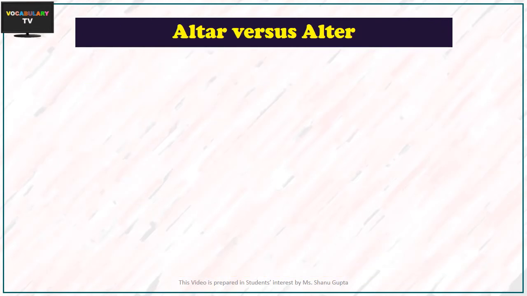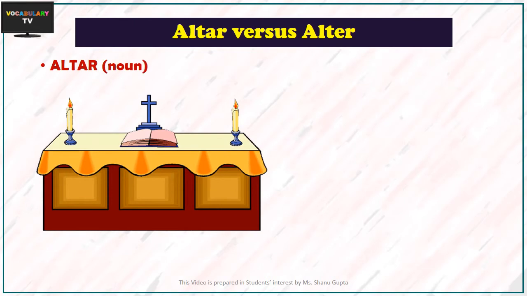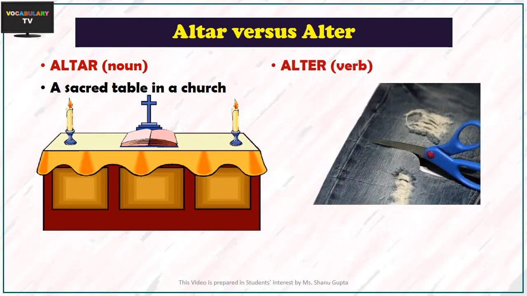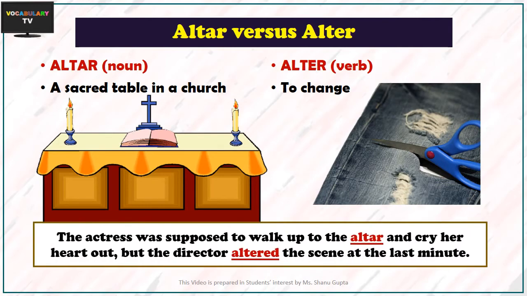The next pair is altar with an A and alter with an E. The word altar means a sacred table in a church which is used for making religious offerings. It's a noun. The word alter, on the other hand, is a verb meaning to change. Like you might alter your jeans to change it into shorts. A sentence highlighting the difference is, the actress was supposed to walk up to the altar, the religious table, and cry her heart out, but the director altered or changed the scene at the last minute.